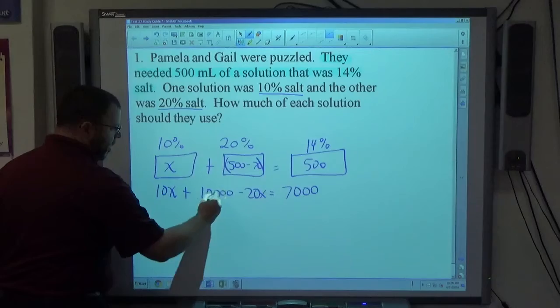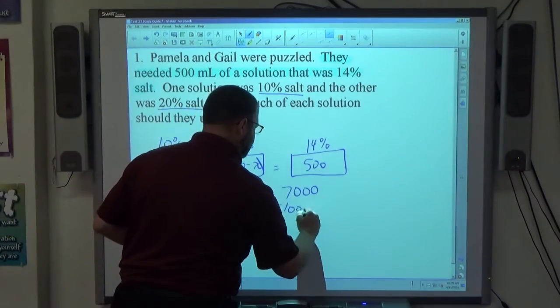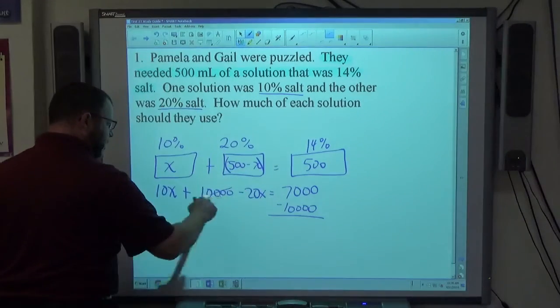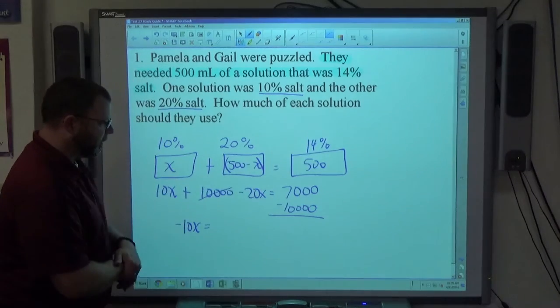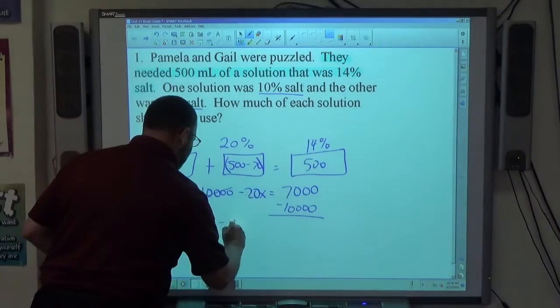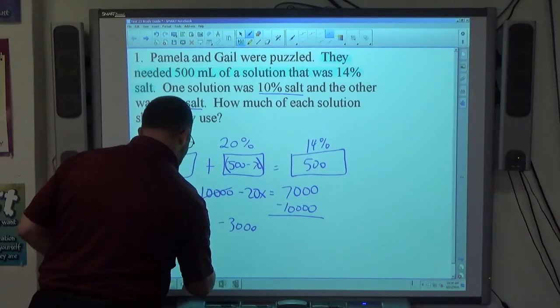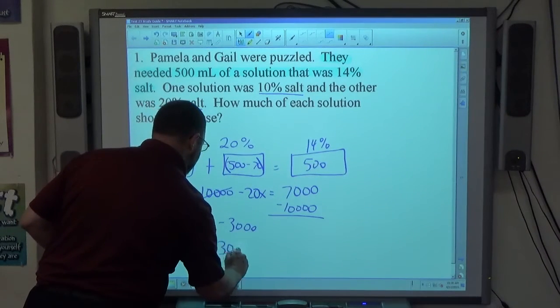I'm going to move the 10,000 over to the other side. Over here, 10x minus 20x makes negative 10x. Over there, 7,000 minus 10,000 makes negative 3,000. We divide by negative 10, we get x equals 300.